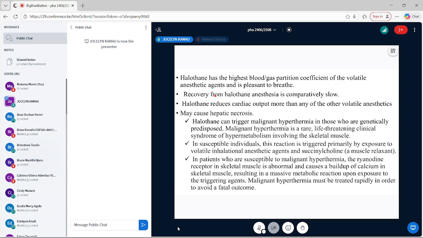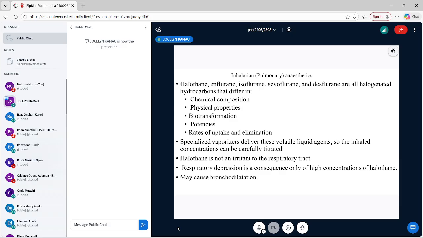So we are just going to make that correction. Yes, they are hydrocarbons because they have the hydrocarbon portion. But if you want to be very specific, we can call them halogenated hydrocarbon ethers. And for sure, they will differ in their biotransformation. We are going to discuss that. They will differ in their potency. They will differ in their rates of uptake and elimination. Those are areas where these compounds differ.